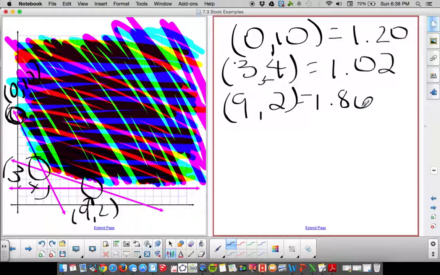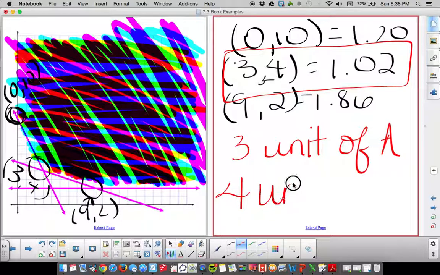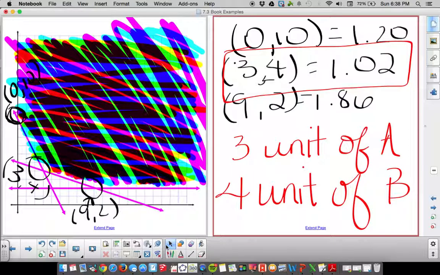Be careful, here I'm looking for my minimum. My minimum occurs at 3, 4. So I know I need 3 units of food A and 4 units of B.